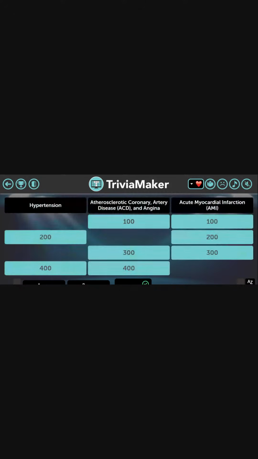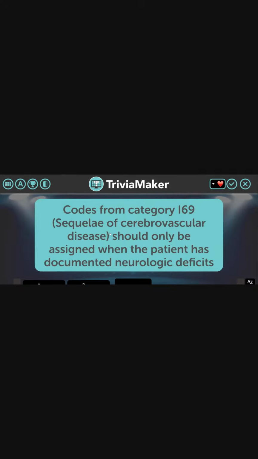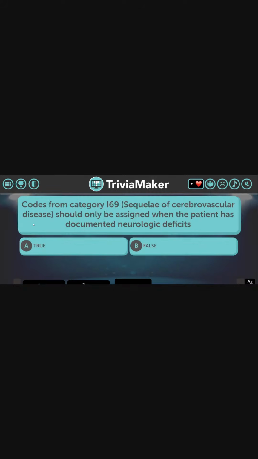All right, let's do a 400 in the middle section right here. All right, going back to I-69. So again, true or false, codes from category I-69, again, the sequela of cerebrovascular disease, should only be assigned when the patient has documented neurologic deficits. Is this going to be true or false?